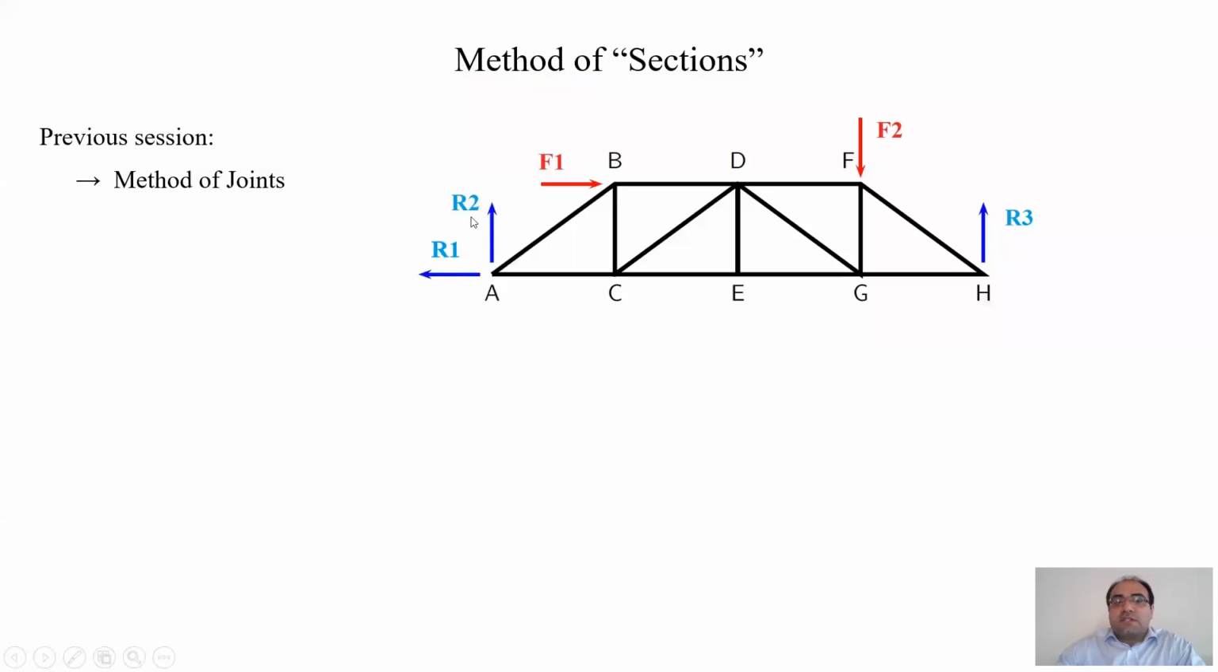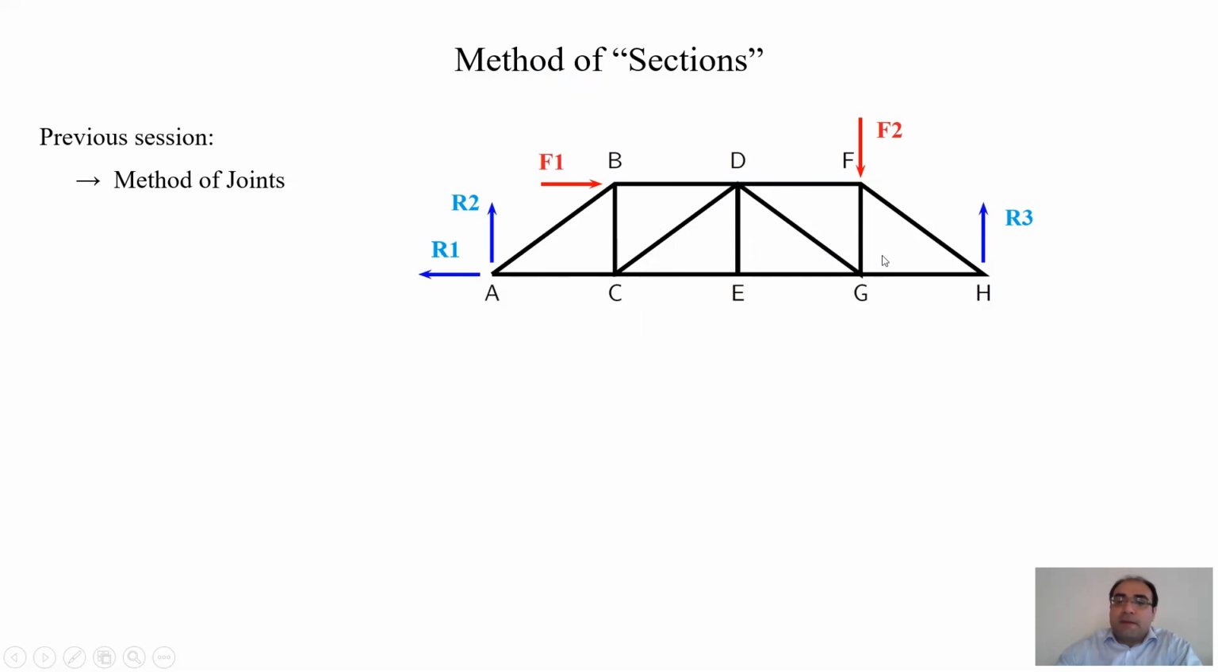If you remember, we start with finding the reactions using the equilibrium equations. Then we start from a joint, for example, joint A here, and we write the equilibrium equations for this joint, and we can find the forces in these two elements. And then we can move to the next joint and write the equilibrium equations again and find the forces in these two members here.